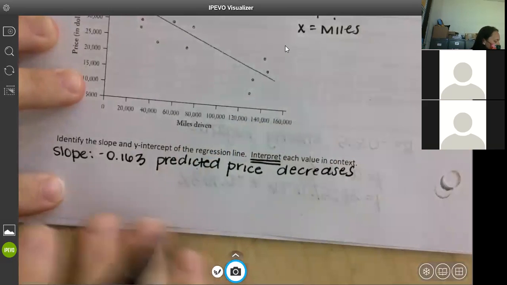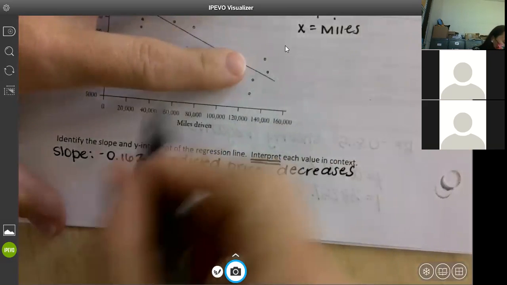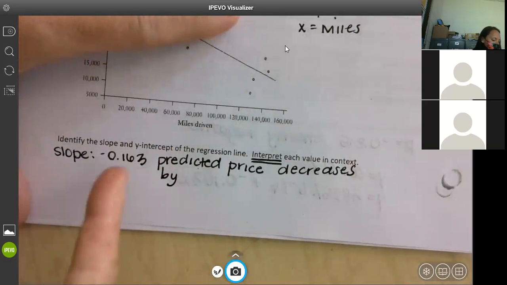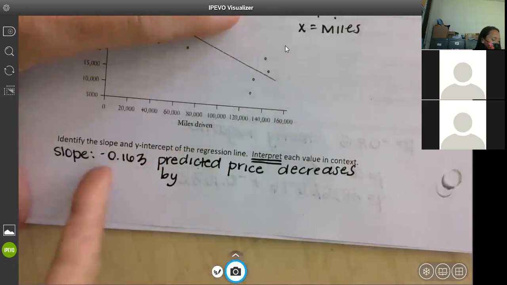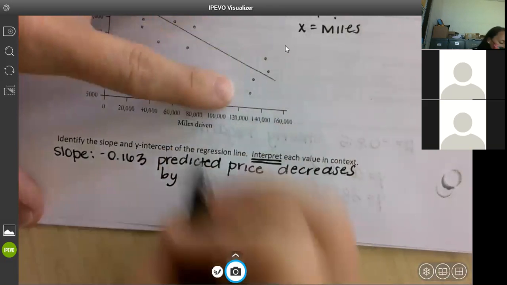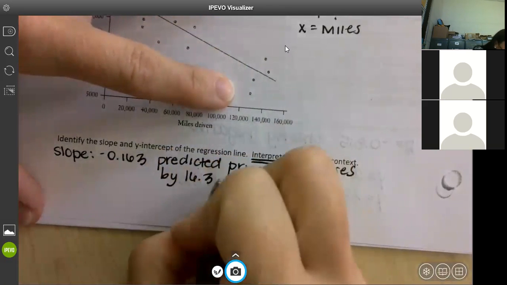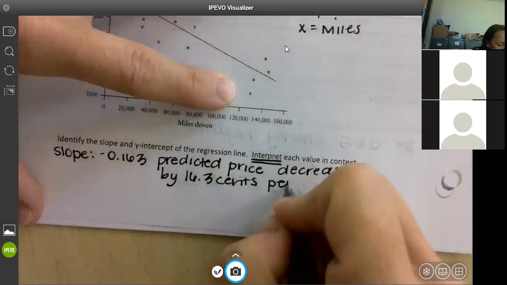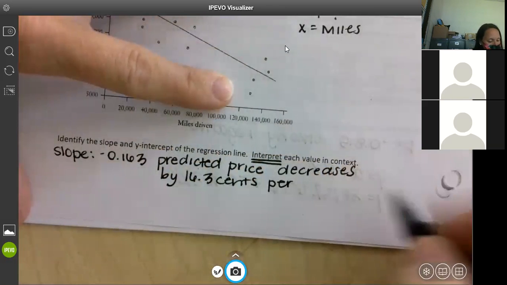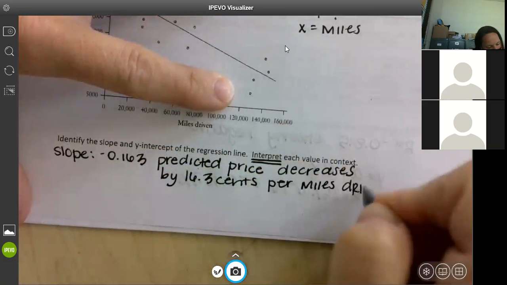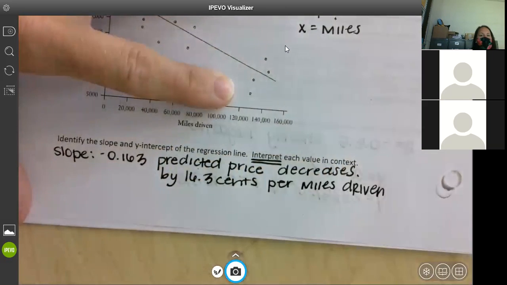Why is it decreases? It's a negative slope. By, how do I write this as money? Dollar sign 0.163. Or I can say what? 16.3 cents. I don't care which way you write it. Per, what was our x unit? Mile. Mile driven. Yep. Perfect.